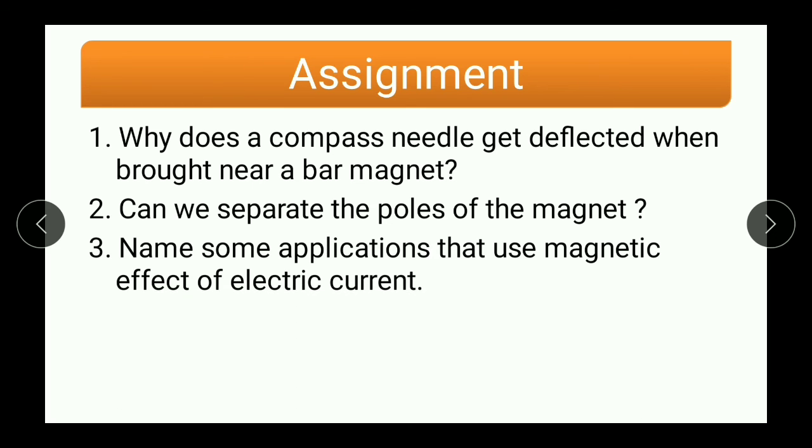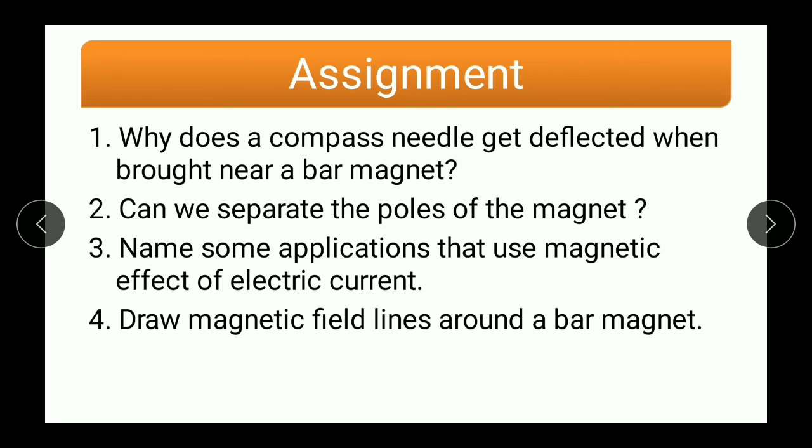Then third, name some applications that use the magnetic effect of electric current. It might be electric motor, electric generator. There are various applications of the magnetic effects of electric current. You have to find some and mention them. And the last question is, draw magnetic field lines around a bar magnet. You have to draw the diagram of the magnetic field lines.